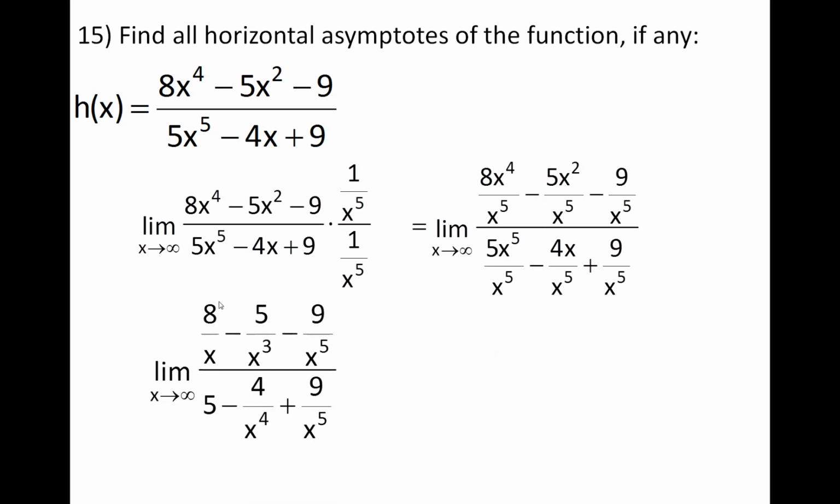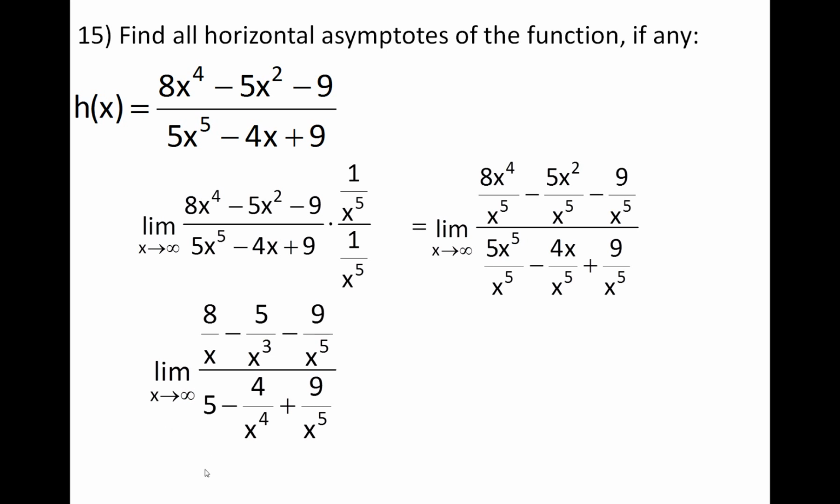And then you can see that it is possible to cancel, because x to the 4 over x to the 5, for example, there's a common factor of x to the 4. So you end up with this expression in the numerator, 8 over x, 5 over x cubed, 9 over x to the 5th, and the denominator, here, x to the 5th over itself is going to be a 1. So we have 5 and these other terms.